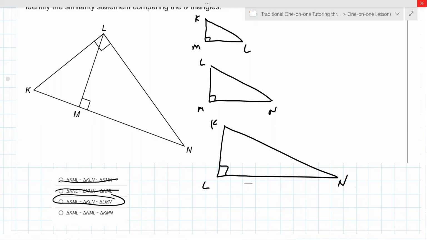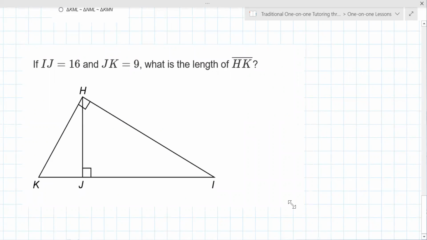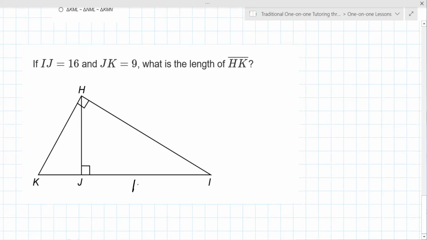All right, so we're on to the next section. It says if IJ is 16, and it's always good to label these things, which I know you can't do because you can't write on your computer. If IJ is 16, that's there. And JK is 9. What is the length of HK? So this is what they want you to find, HK. You put the thing you're trying to find in the top left. What is HK? It's two things. It's the short leg of the big triangle. Do you see how it's the short leg of the big triangle?